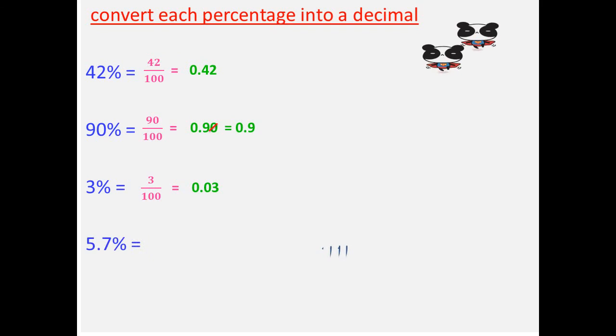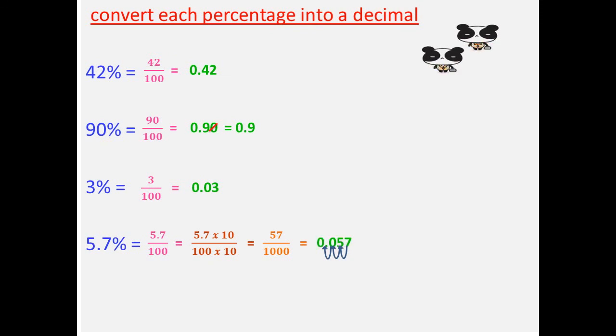5.7%. Write it as it is. 5.7 out of 100 as a fraction. Now you need to cross this decimal point. How? By multiplying by 10 up and down. 5.7 by 10 crosses the decimal point, so it will be 57. 100 by 10 will be 1000. Now I have 57 out of 1000. The decimal point will jump 3 places, so it will be 0.057.